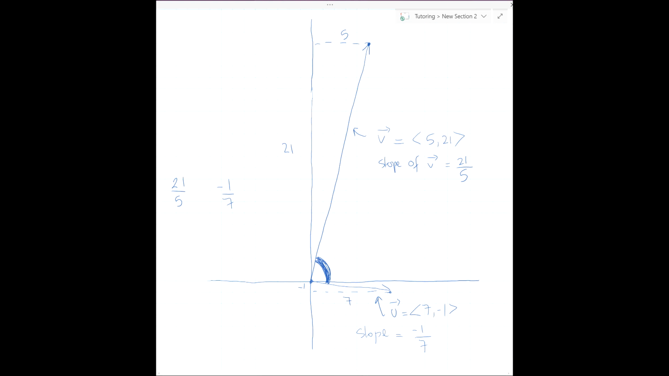Because the negative reciprocal of 21 over 5 would be -5 over 21, and it's not -1/7. Therefore these two lines are not perpendicular either. So the answer is also neither.